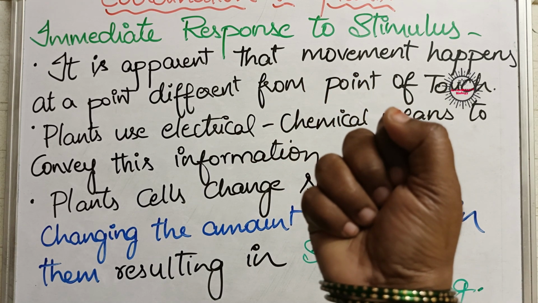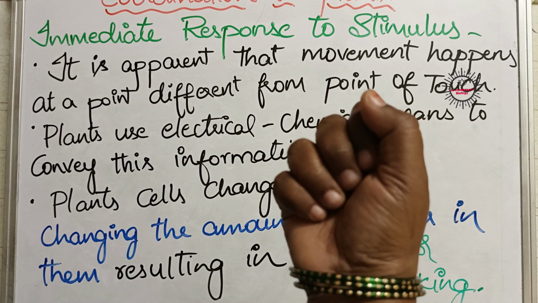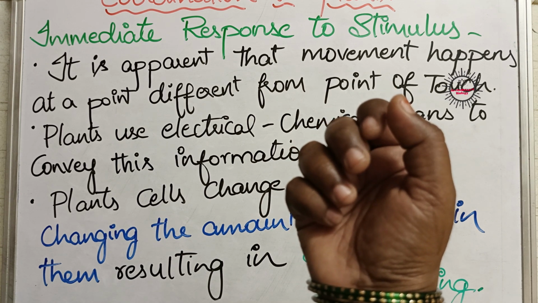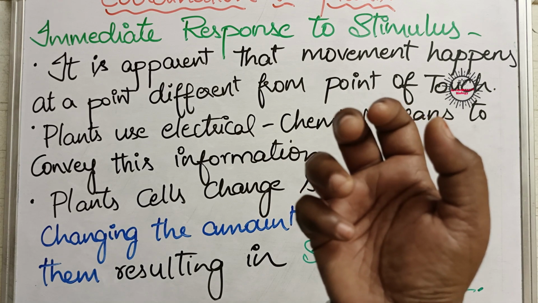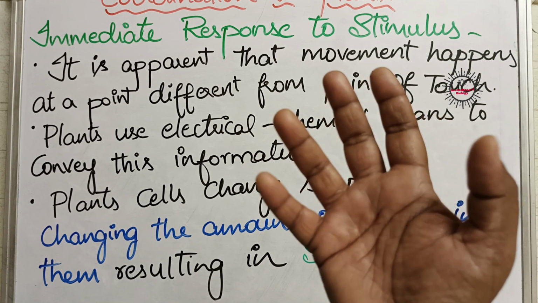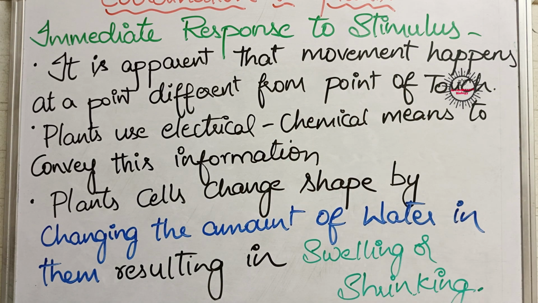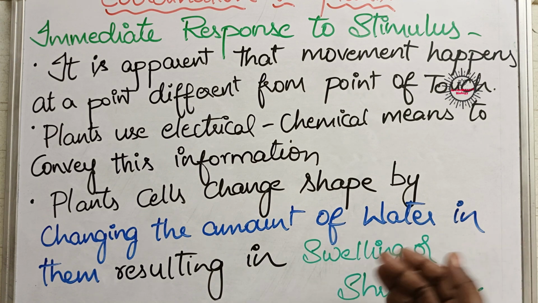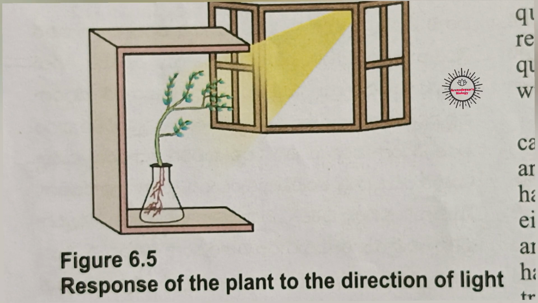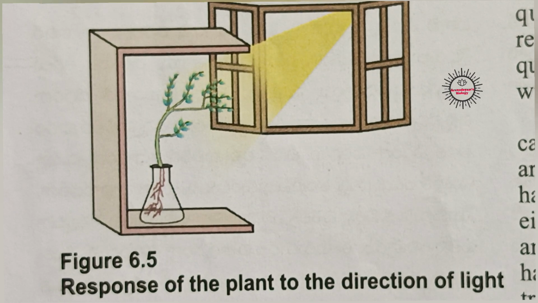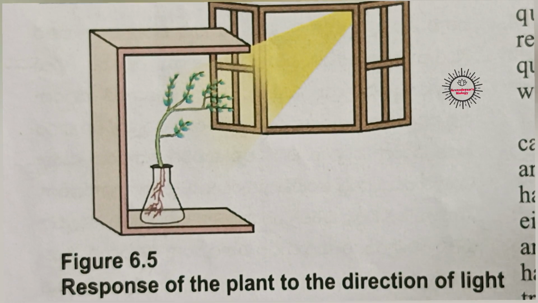After 20 to 30 minutes, what happens? Again the water from the stem enters the cells of the leaves. That means the cells are bulging now. They are swelling now, so slowly they come back to their normal state. They unfold. So this is what happens in plant cells. By changing the amount of water, they can change their shape and they can show movement. So we have now seen the movement of a plant towards touch.